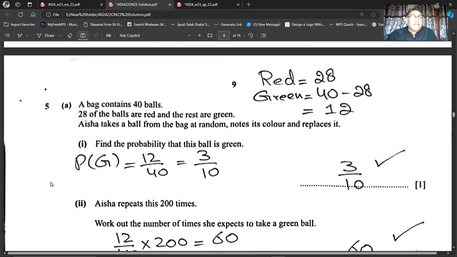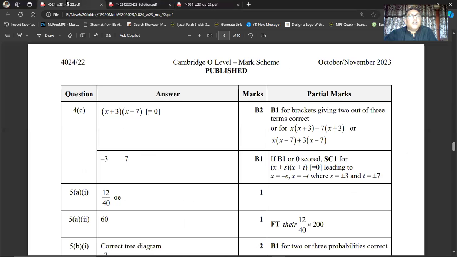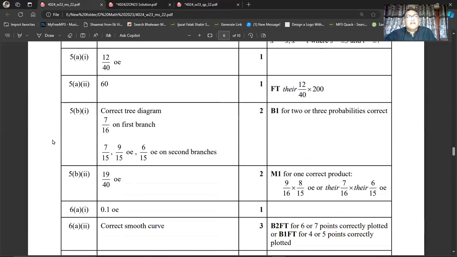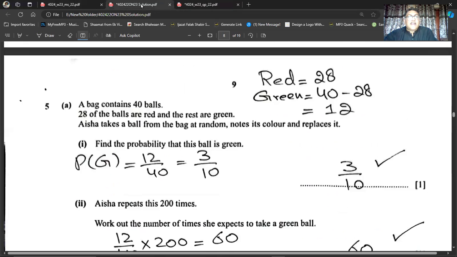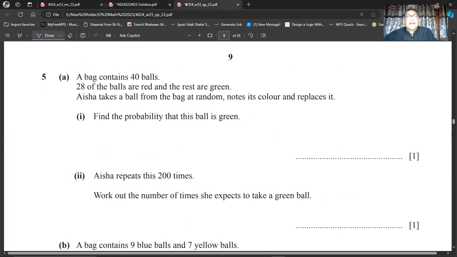Probability of getting the green ball is number of green balls divided by the total balls, 12 divided by 40. So if you simplify, then it's 3 by 10 or 12 by 40 is the answer, sir. Our answer is right. This is the solution. And here we go. Question number 5A part is second portion. Aisha repeats this 200 times. Work out the number of times she expects to take a green ball.